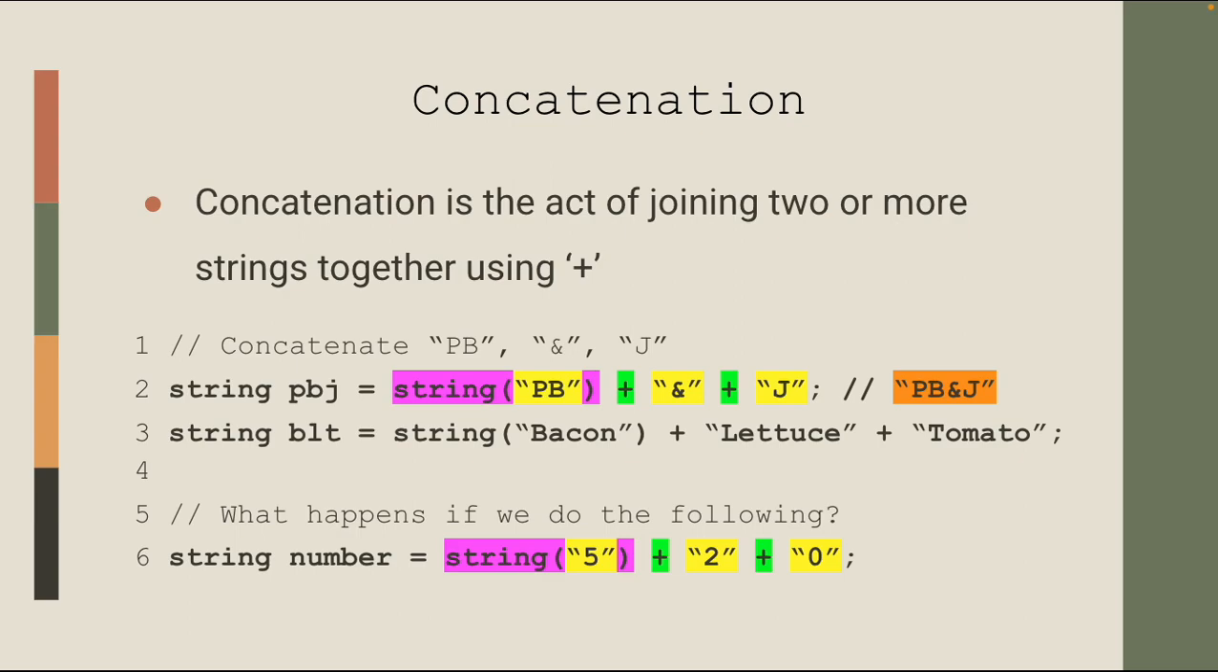So in line 2, we want to join PB and J together. C++ does not know how to do that yet, so I have to add the string function around the first value. After I do that, I can join as many strings as I want together after it. Same thing on line 3. I want to join bacon, lettuce, and tomato together. In order to do that, first I need to use the string function around bacon to tell C++ how to do that.